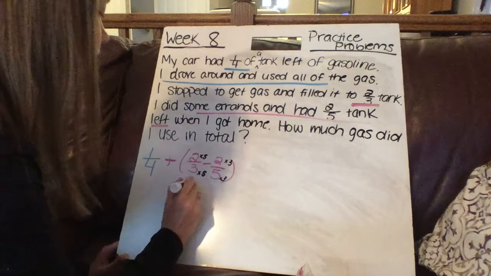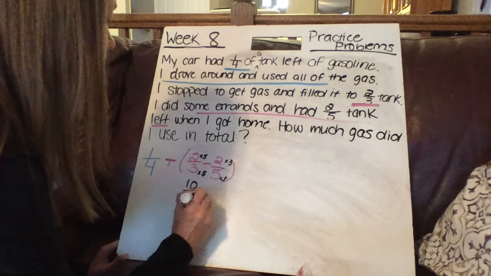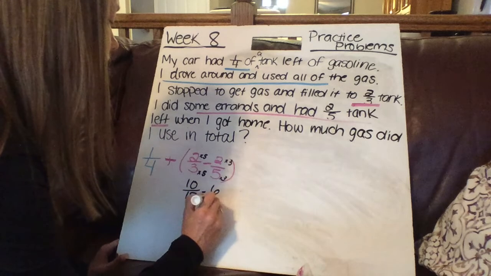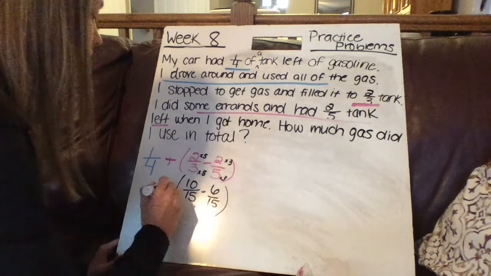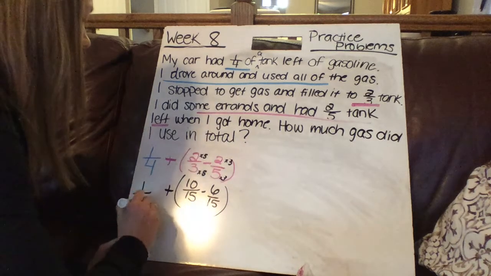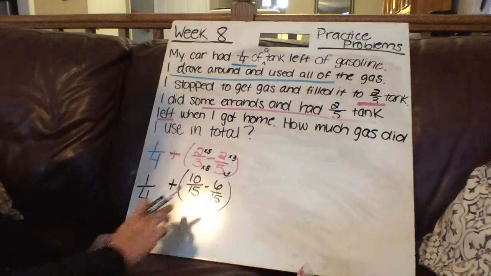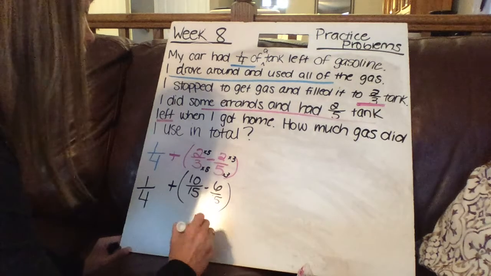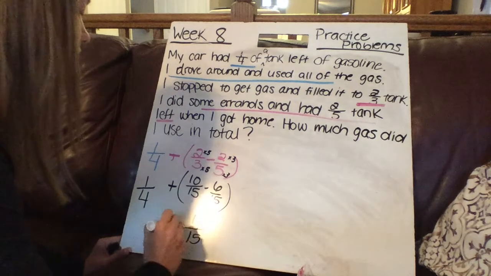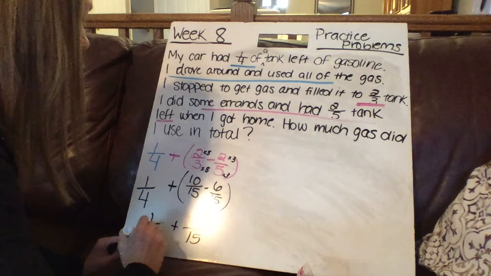I then get 10/15 minus 6/15. So I still have to do this first, and then I can add it with 1/4. So 10/15 minus 6/15 is 4/15, and then I need to add it with 1/4.